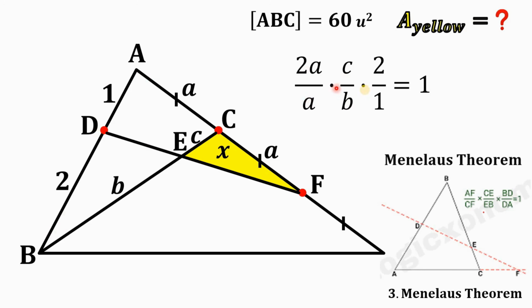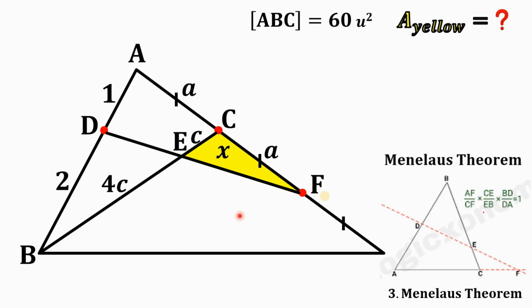So we have 2A over A times C over B times 2 over 1 equals 1. Simplify, A over A is 1. Now simplify again, multiply the numerator and the denominator. We have 4C over B equals 1. It follows that B equals 4 times C. In short, this B, we can replace this as with 4C. Now, let's connect this B and F. And we know the area of this triangle BEF. A while ago, we have here 20 minus x square units.